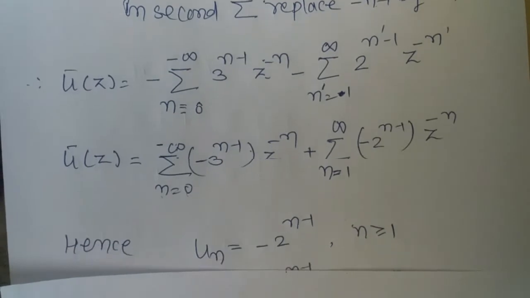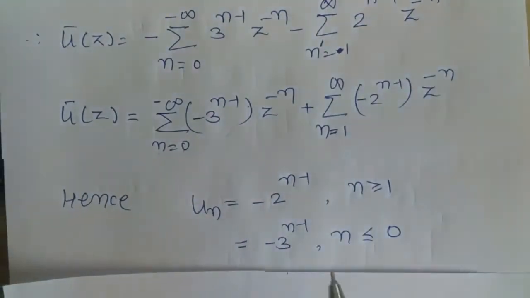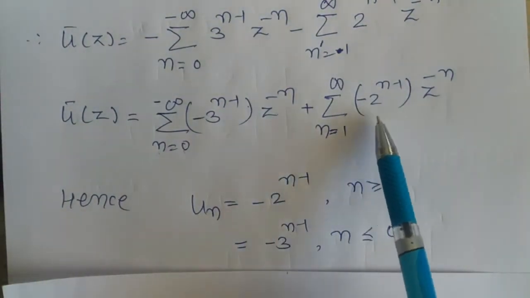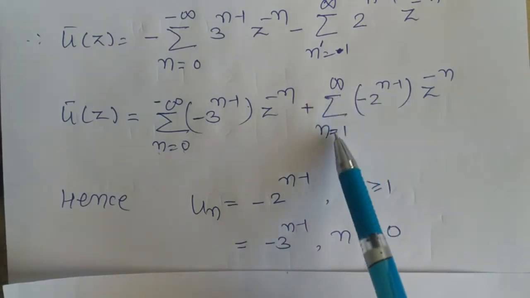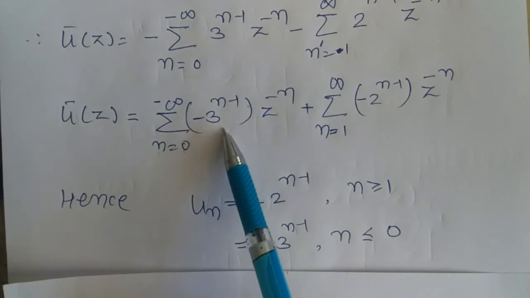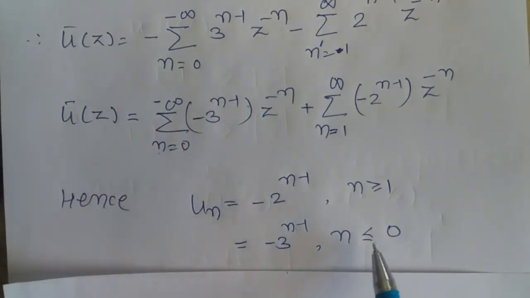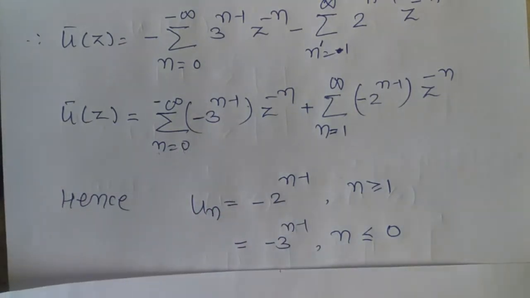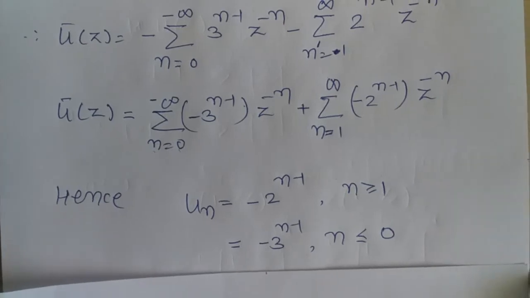So we get un equal to minus 2 power n minus 1 for n greater than equal to 1, and minus 3 power n minus 1 for n less than equal to 0. So this is the required inverse Z transform of U bar z for region of convergence 2 is less than mod z is less than 3.